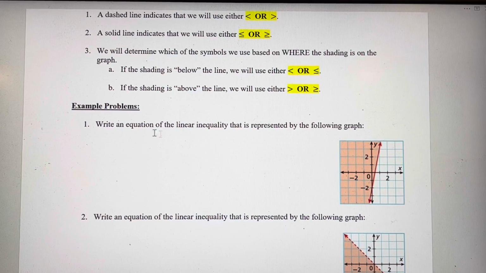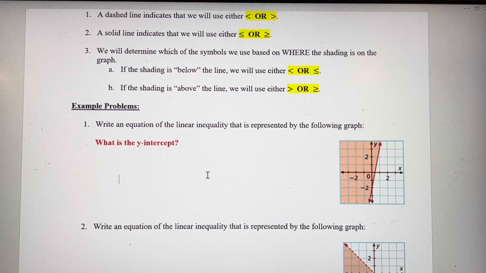All right, so let's look at number 1 here. First thing I want to think about, remember, we're talking slope and y-intercept, so I can look at this graph and determine both of those things, okay? So the easiest one to pick out here is going to be the y-intercept. So what is the y-intercept for this graph? We can see this graph crosses the y-axis here at -2. So my b value is -2, okay?